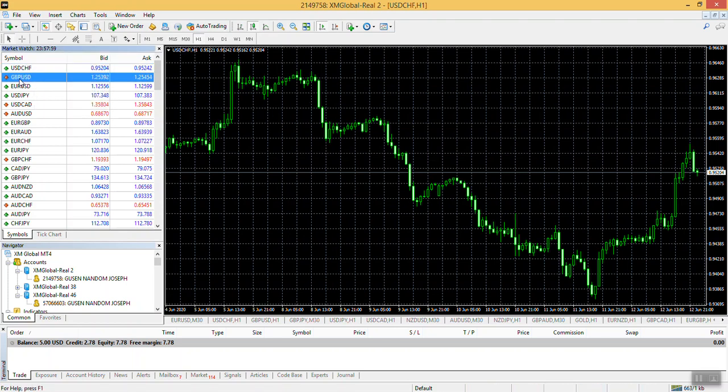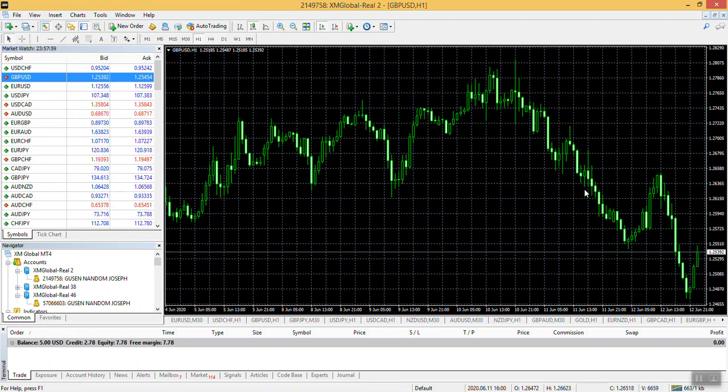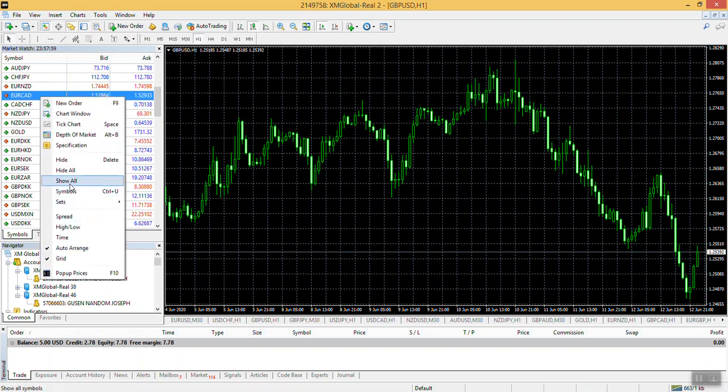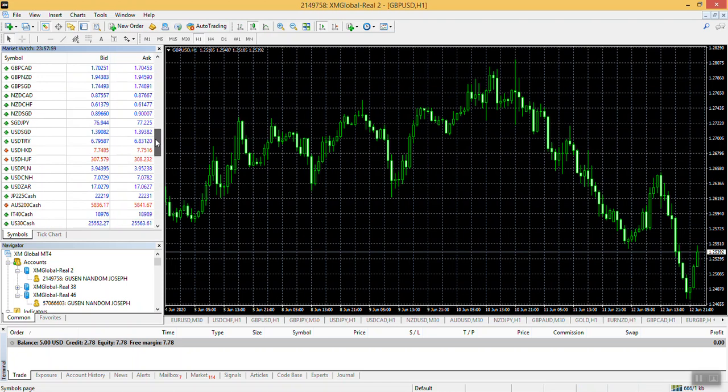Now this is the Great British Pound and US dollar, GBP USD. You right click, you put it on the chart here, you click on this, and then you zoom out, and this is the pair. So here we trade currencies. These are all the currencies that are available. You can right click and say show all, and all the currencies here would show up. Look at them, almost many currencies in the world are here.